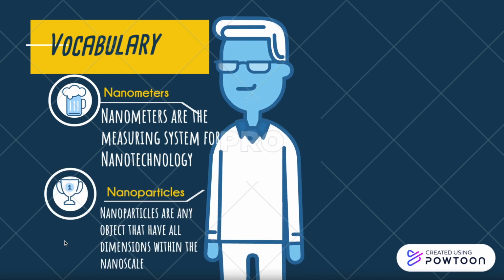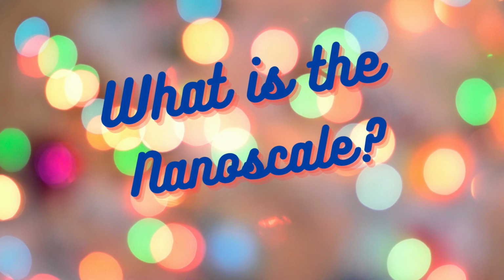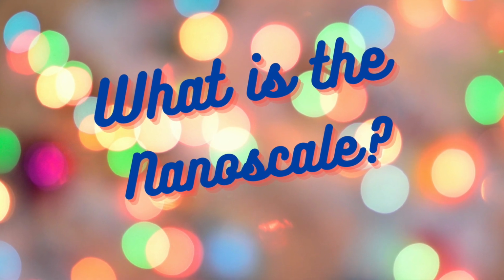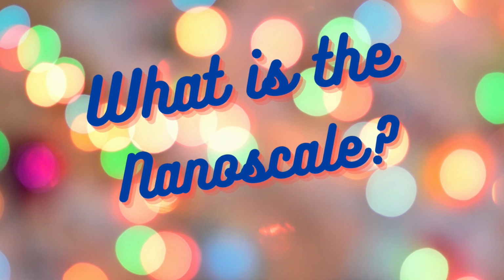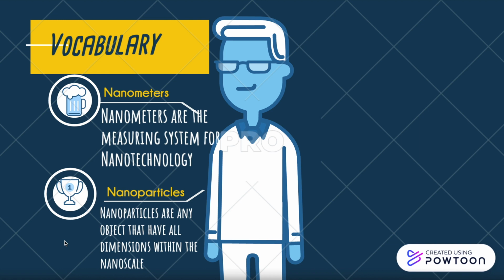The next word is nanoparticles. Nanoparticles are any object that have all dimensions within the nanoscale. What's the nanoscale? Well, the nanoscale is any object that is within 1 nanometer to 100 nanometers. So, if I were to give you an object with 3 dimensions, if every single one of those dimensions is within 1 to 100 nanometers, this is considered a nanoparticle.